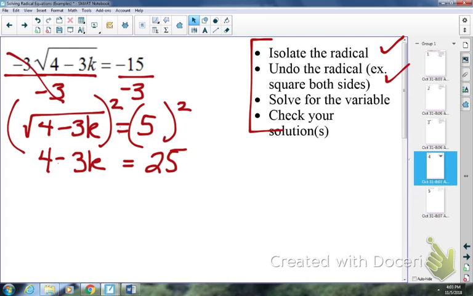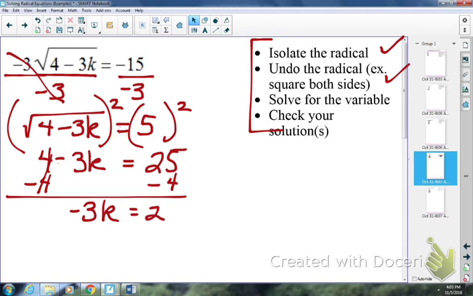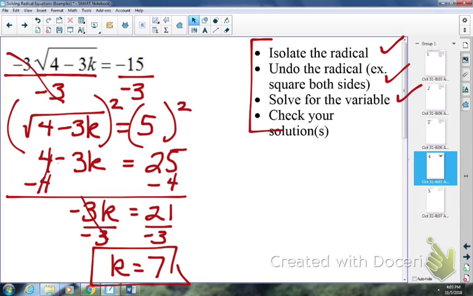So step 3, we just have to solve for the variable. We need to get k on a side by itself. If you think back to your Algebra 1 rules, the next thing I'm going to do is subtract 4 from each side. So we're going to have negative 3k equals 21. 25 minus 4 is 21. Then to finish solving for k, we're going to divide both sides by -3. So k is going to be a +7. So we solved for the variable.